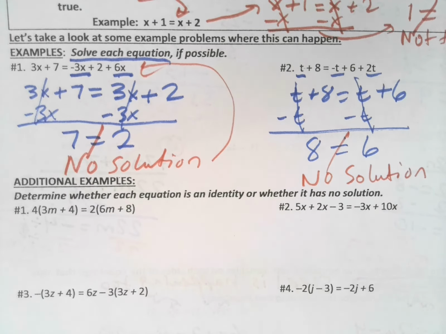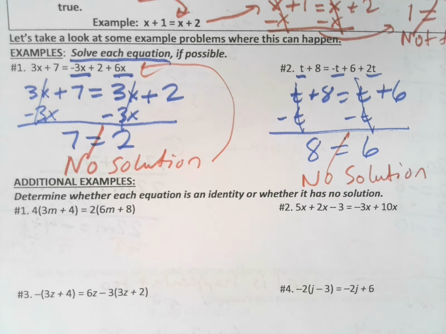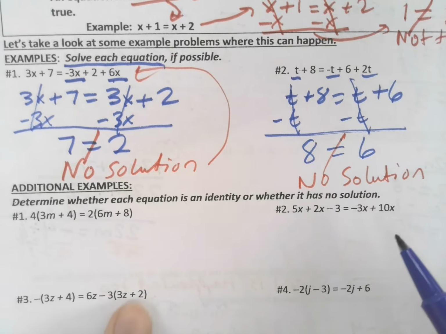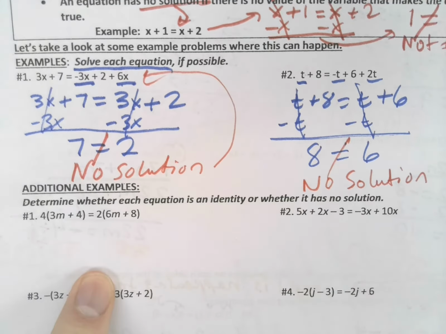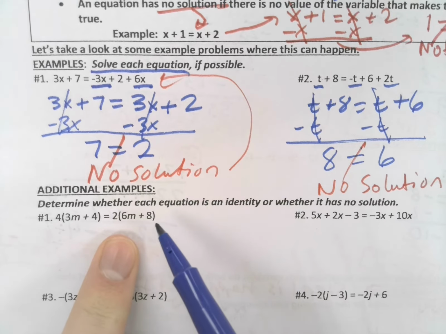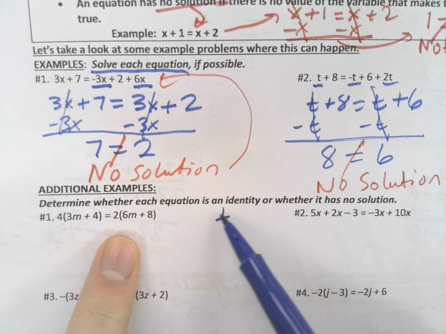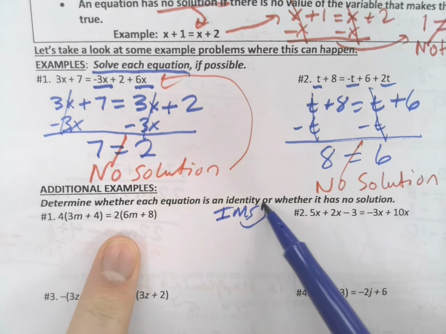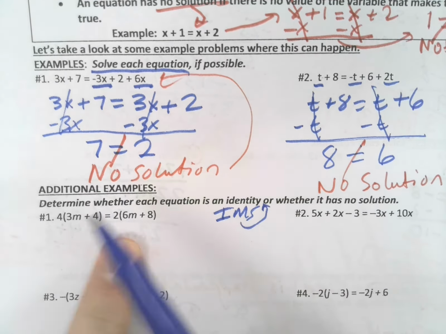I'm going to do one more with you guys, and then I'm going to give you a chance to flex on a couple of these to see if you can find out whether we have one solution, no solution, or infinitely many. Let's do one. I'll give you a little spoiler. Let's do one that's going to have infinitely many solutions. That's what that word identity means. Infinitely many solutions. So let's start.